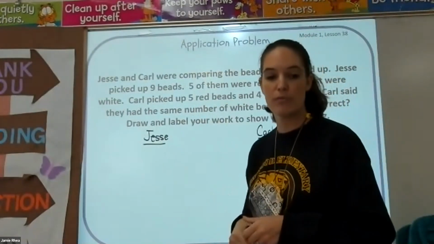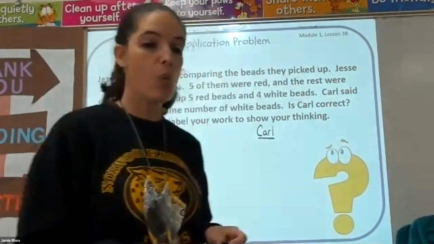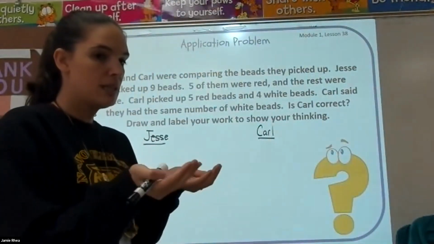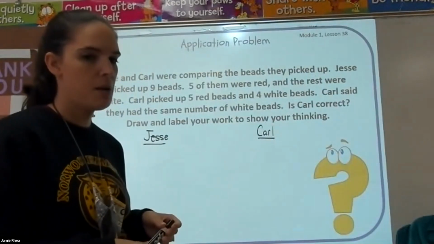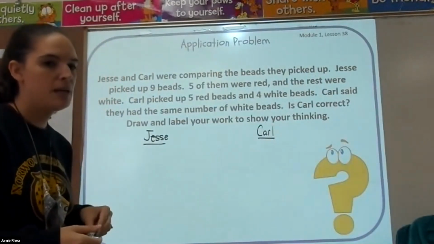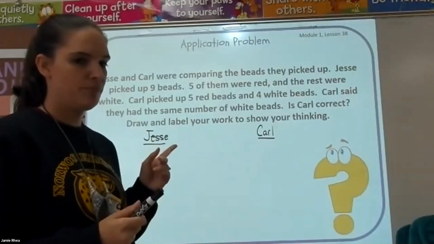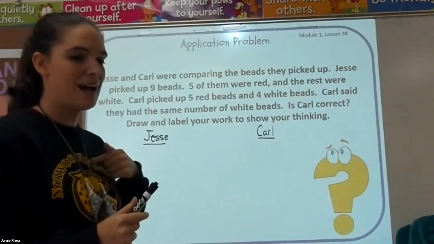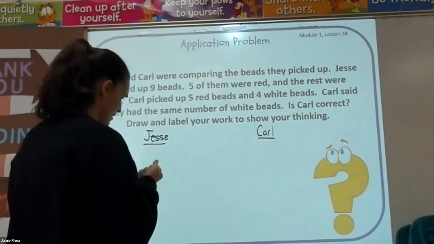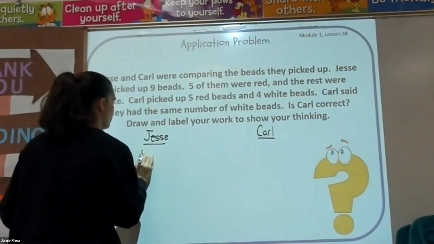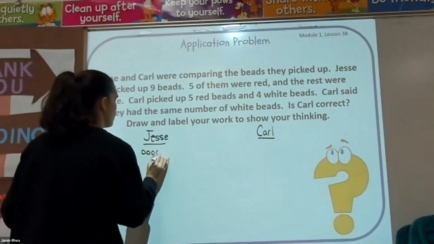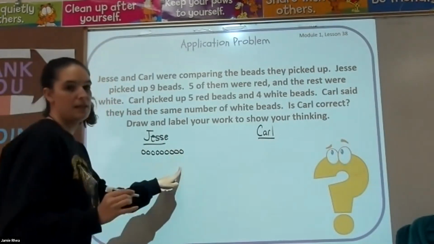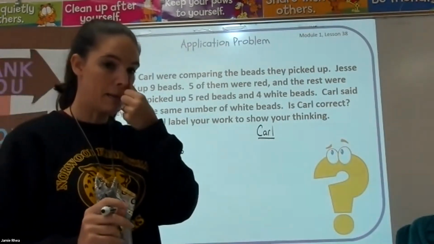So let's read through and find our clues, okay? Jesse and Carl were comparing the beads they picked up. Now, if I'm comparing something, I'm looking to see how they're similar, okay? Jesse picked up 9 beads. That's a clue. Jesse picked up 9 beads. I'm gonna draw 9, because remember, I have to draw. 1, 2, 3, 4, 5, 6, 7, 8, 9. There's my 9 beads, okay?